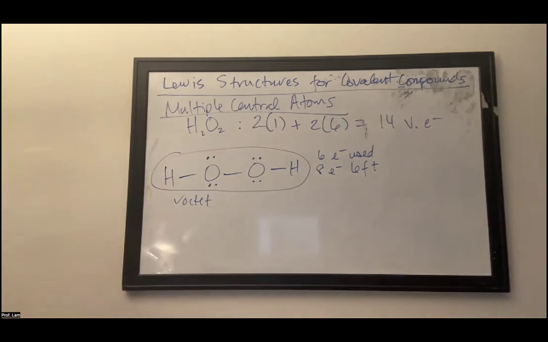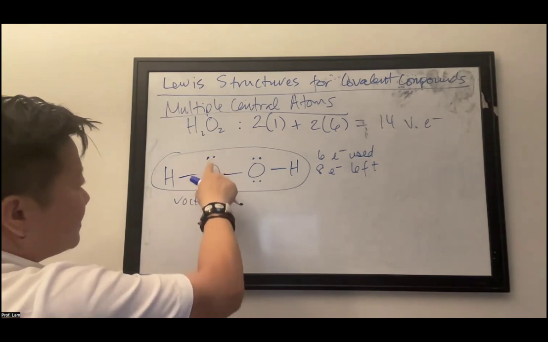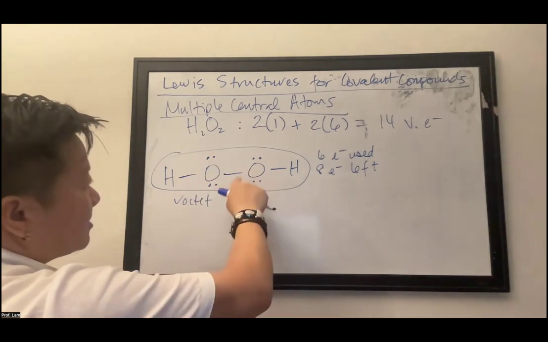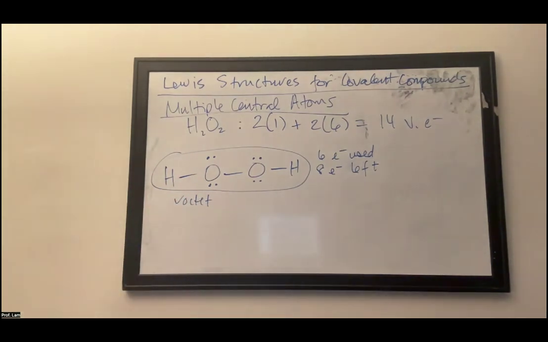Okay. And just checking for the bonding patterns as well, right? This oxygen is making 2 bonds. It has 2 lone pairs. It's making 2 bonds, has 2 lone pairs. The hydrogen's just making 1 bond. Okay.